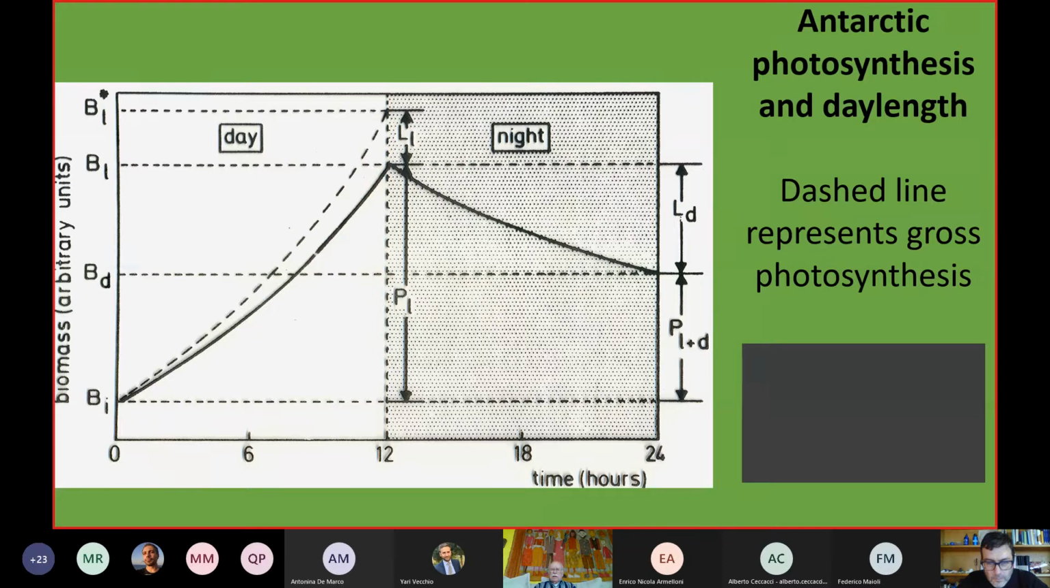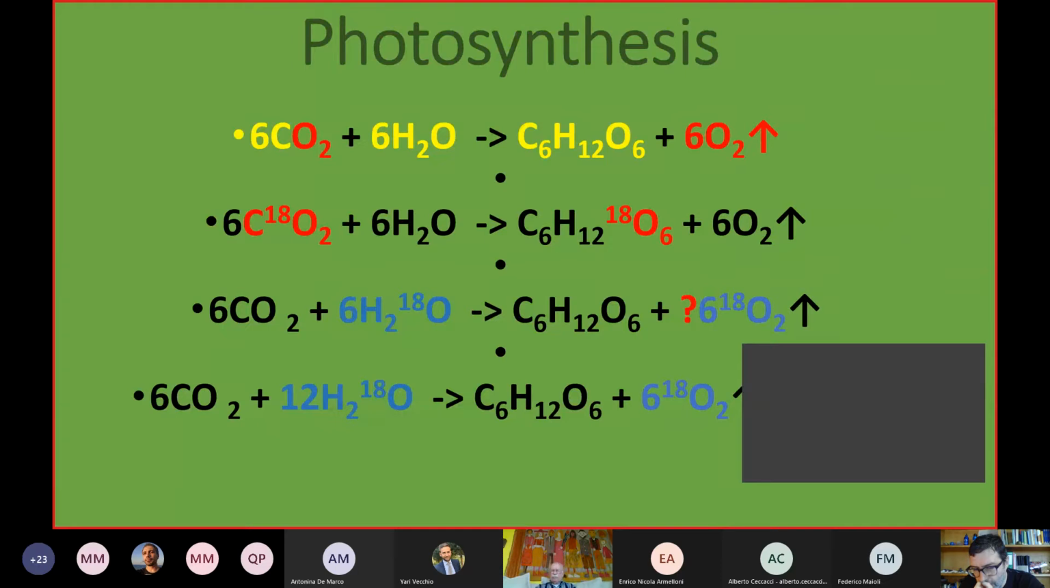Okay, and now this was taken from a cruise, a 2-month cruise in the Antarctic, and sorry, Zvi, can you go back to the previous slide? Sure. So the problem is that the oxygen that is released by photosynthesis is part coming from. Can you repeat the last equation?